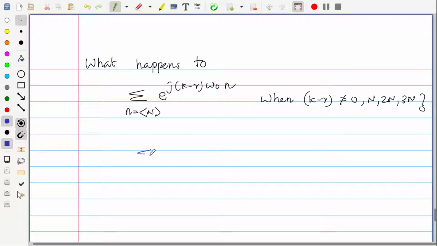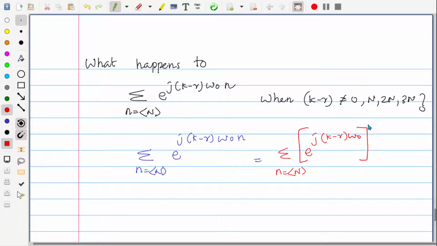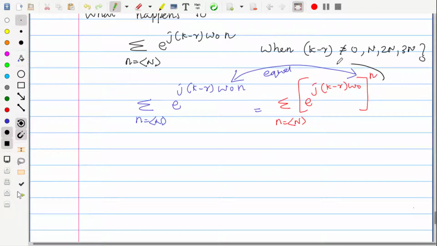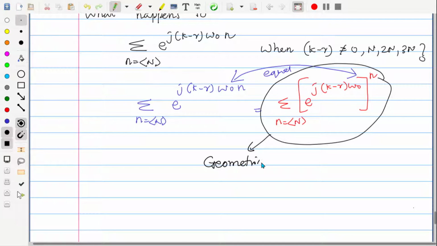Here you can see that the summation n within the range N, e^(j(k-r) omega_0 n) can be written as summation n within the range capital N, (e^(j(k-r) omega_0)) the whole power n. Because of the exponentiation, the term e^(j(k-r) omega_0 n) will not change. Now this term, that is summation n within the range N, (e^(j(k-r) omega_0)) power n, is a geometric progression series.